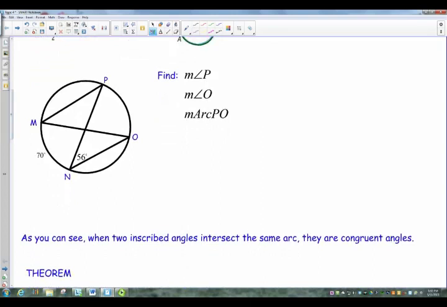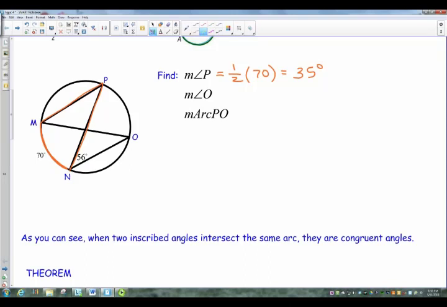Alright, so what we've got is a question here that we're going to be looking to answer. It says, find the measure of angle P. Then we want to find the measure of angle O, and then we want to find the measure of arc PO. So we want to find the measure of angle P. Now angle P is this angle here. It's an inscribed angle, and it's basically holding this arc, and that arc is 70 degrees. So what we saw is the angle is half the arc. So angle P is equal to 1/2 the arc there, which is 70, which means angle P is 35 degrees. And there you go.